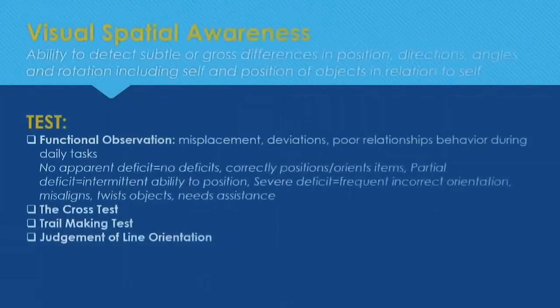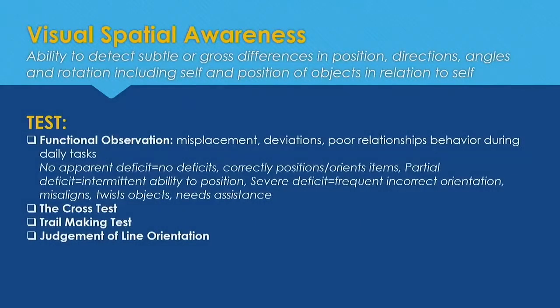So the test for that, what you'll see is if they're correctly placing things or orienting themselves, then there's no deficit. But if they're only intermittently able to do that, then they have a partial deficit. And if they have a severe deficit, they are unable to, they misalign quite a bit, they twist objects, they need a lot of help. Some of the tests are the cross test, trail making test, and judgment of line orientation test.